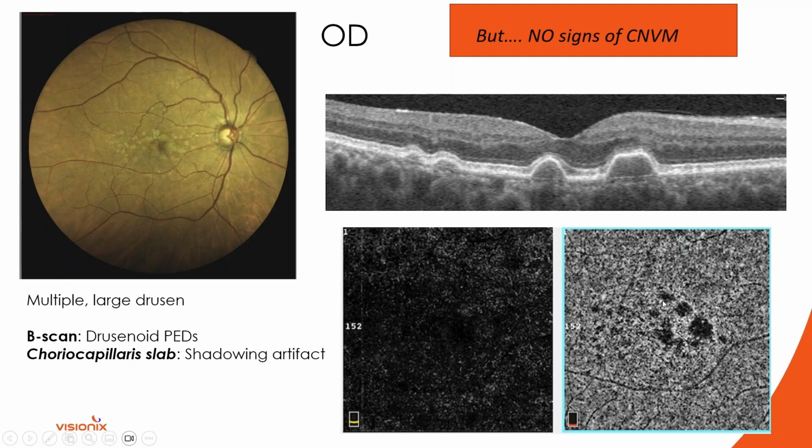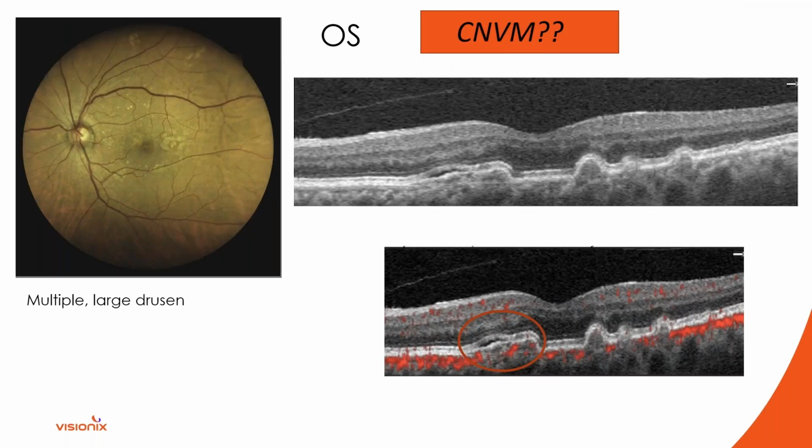The choriocapillaris slab has these darker areas within, which is really just what we call a shadowing artifact, which means that we're kind of cutting through the drusenoid PEDs, but there's no area of abnormal vascularity in the right eye. So the right eye, I'd be satisfied to say, has intermediate dry AMD.